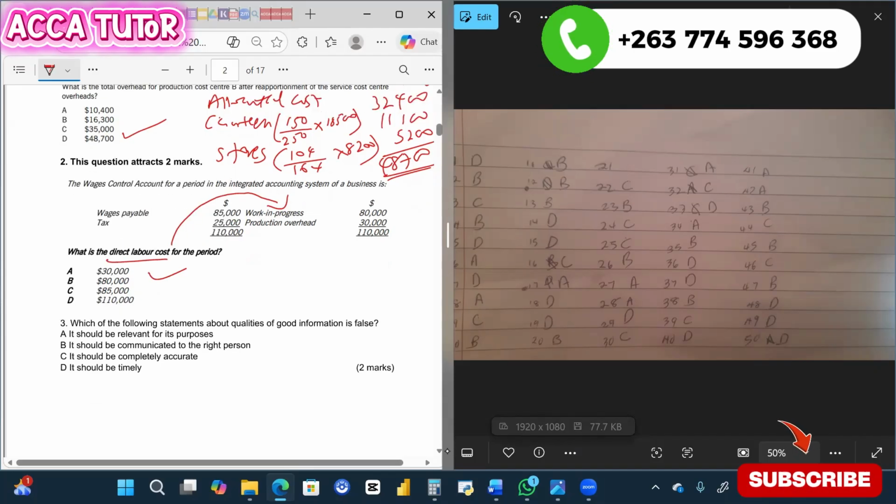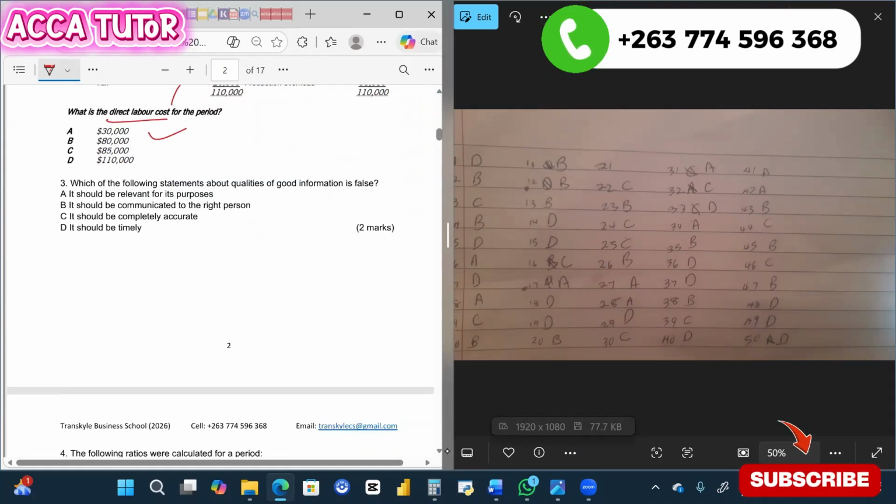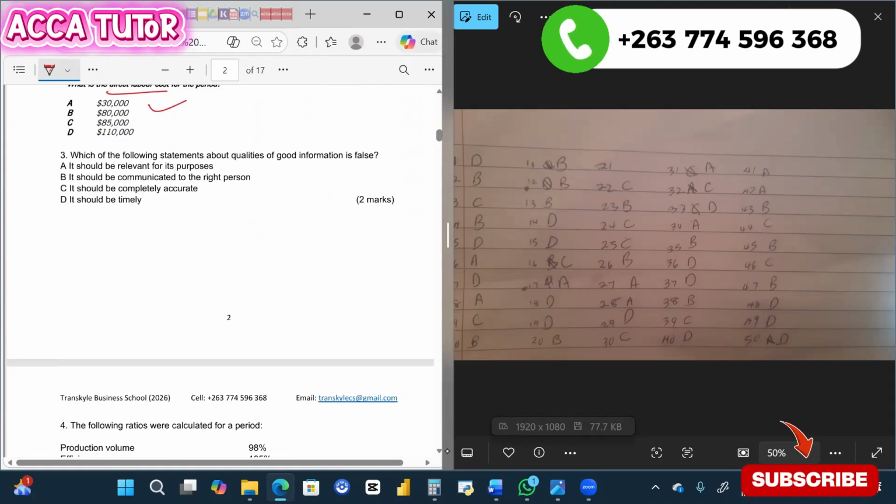Okay, now, which of the following statements about qualities of good information is false? Qualities of good information, and I say that you just have to know this acronym, ACCURATE. Today I want you to tell me. Otherwise, I don't want you to just cry every day when you're not taking it seriously. All right, what does A stand for?